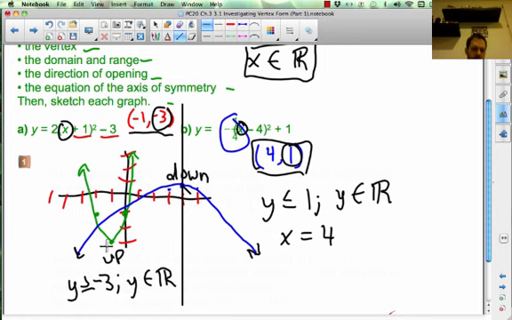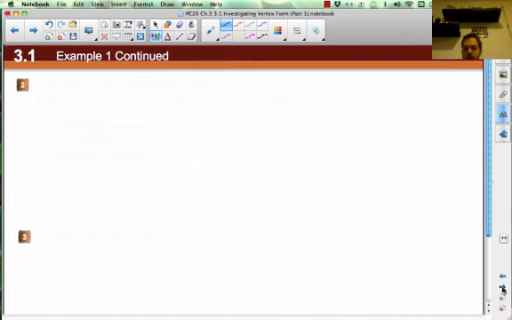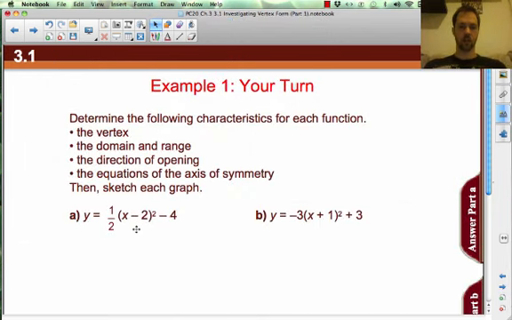Then for the first one here, again, you just take the x value of the vertex, and in this one's case, the vertex was at -1, so your axis of symmetry is x equals -1. That's it. Then sketch each graph, which we already did. So go ahead and give the questions a try here, and if you hit pause, then when you unpause it, I'll put the answers up for you. So hit pause now.